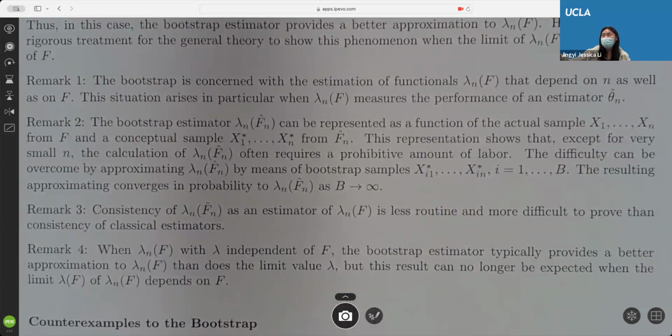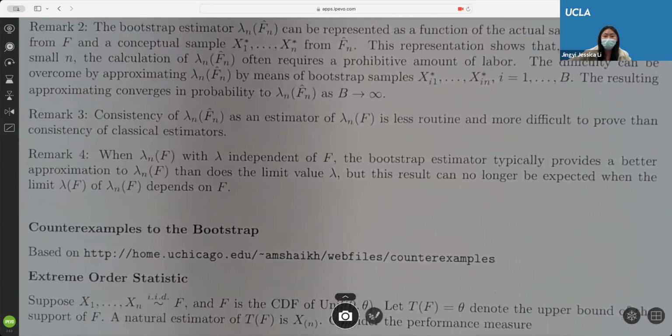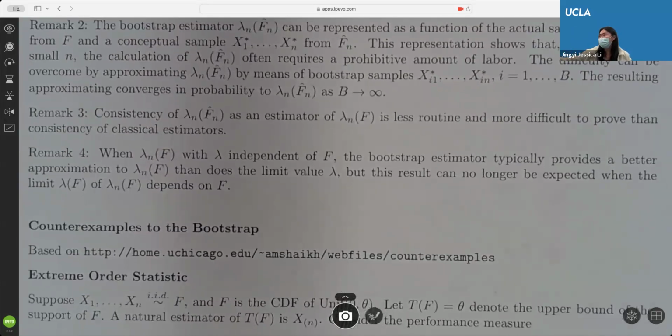Remark 4. When lambda(F) is lambda, independent of F, the Bootstrap estimator typically provides a better approximation to lambda_n(F) than does the limit value lambda. So that's the thing we said, right? When the asymptotic bias is zero, it doesn't depend on F. It's just a constant lambda. In this case, Bootstrap does better. But this result can no longer be expected when the limit lambda(F) of lambda_n(F) depends on F, right? So that's the thing.